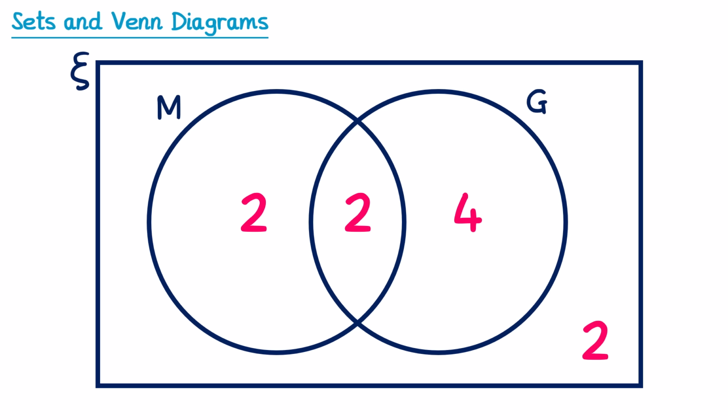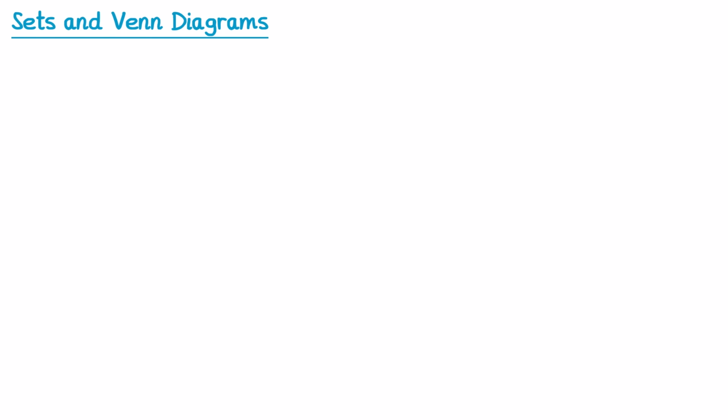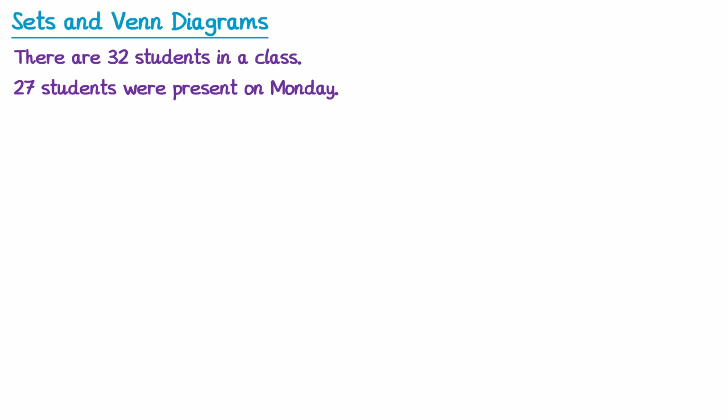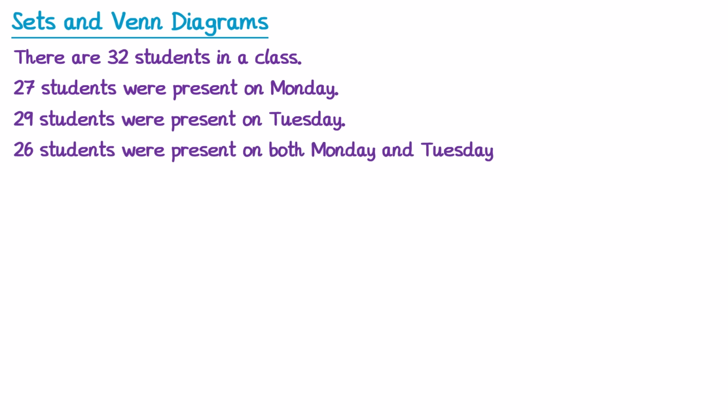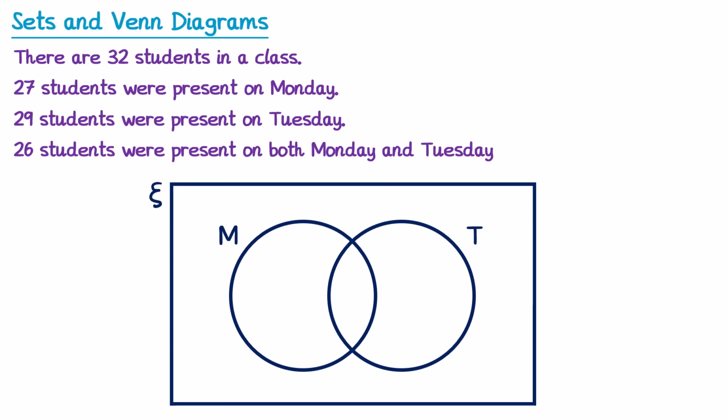Let's have a look at our first example of an exam question on Venn diagrams. There are 32 students in a class. 27 students were present on Monday, 29 students were present on Tuesday, 26 students were present on both Monday and Tuesday. Then we're given a Venn diagram that looks like this, where the M represents students that were present on Monday and the T is for students that were present on Tuesday, and we need to fill the Venn diagram in.